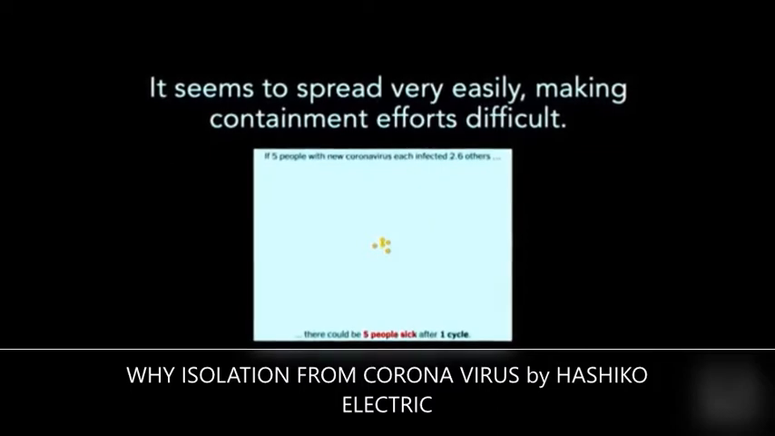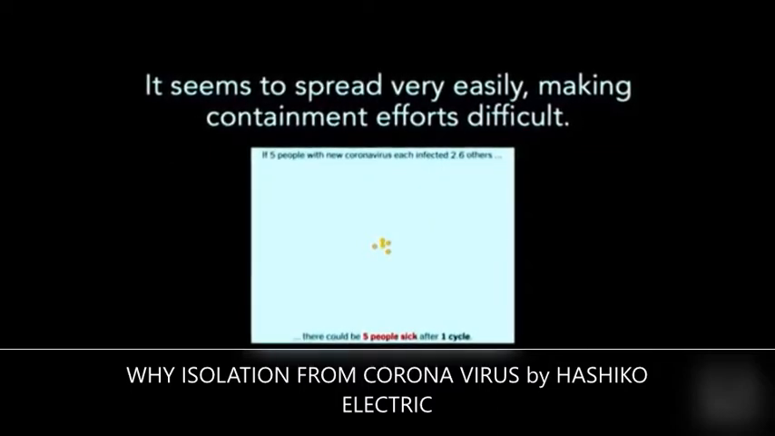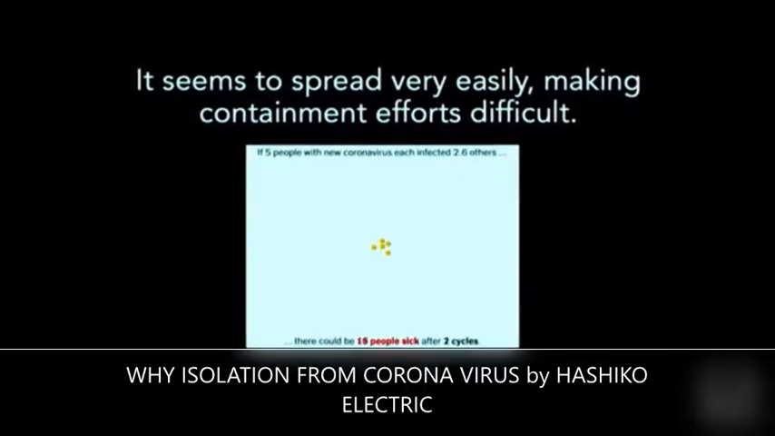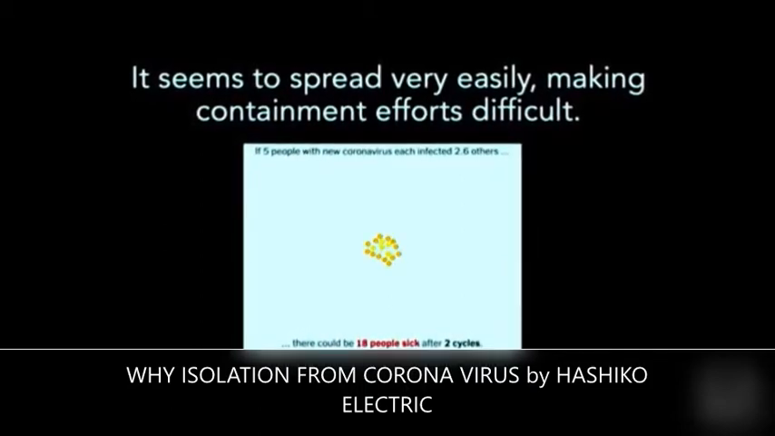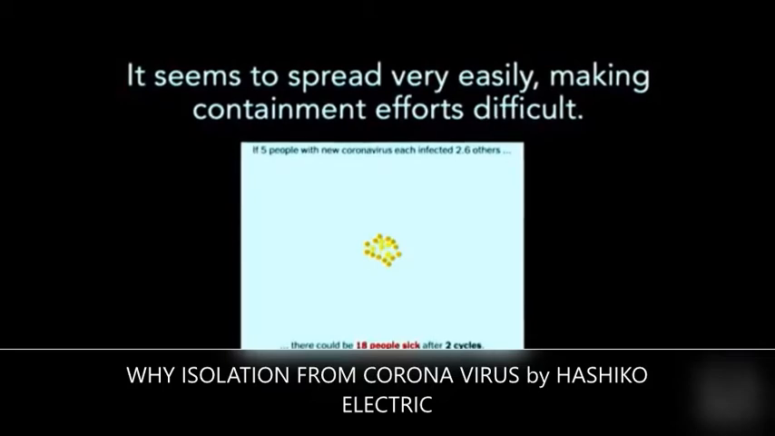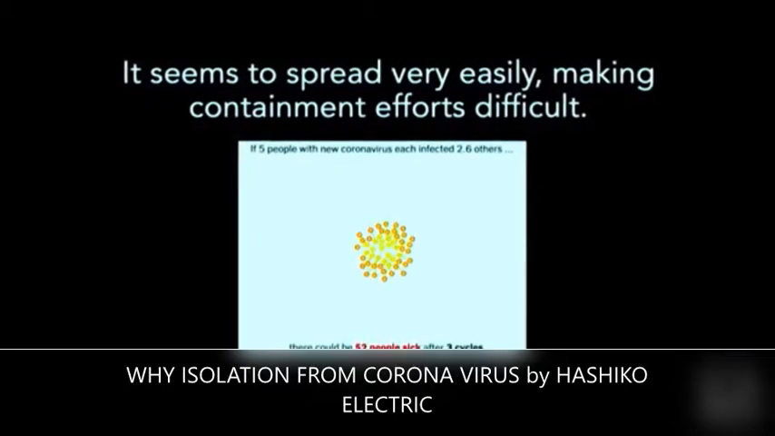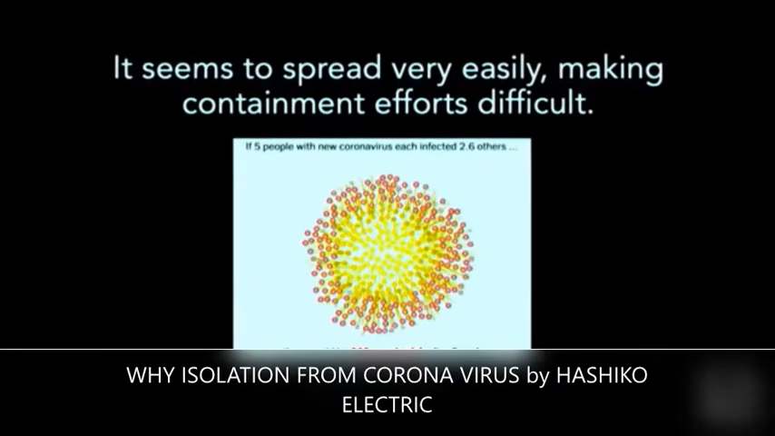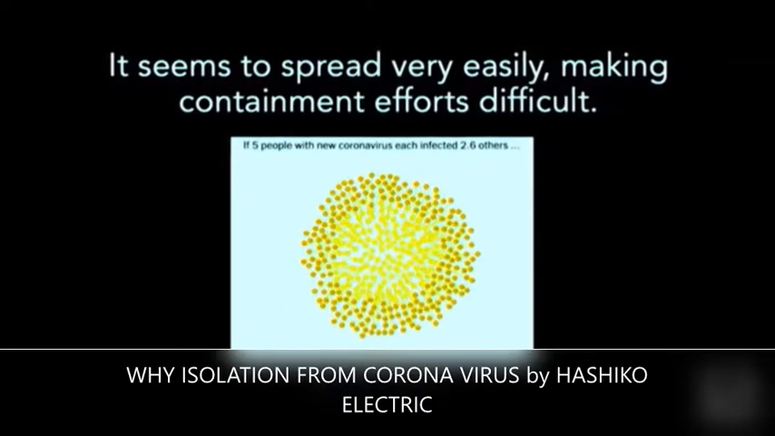Well, if there is an infection rate of 2.6, and mathematically we call it exponential, what would happen within 2 cycles? That would become 18 people who are sick. 3 cycles, 52 people are sick. 4 cycles, 140 people are sick. And after 5 cycles, we have over 300 people that are sick.